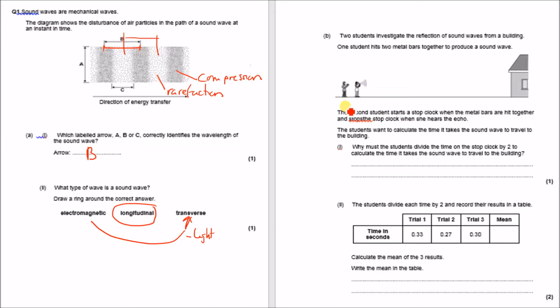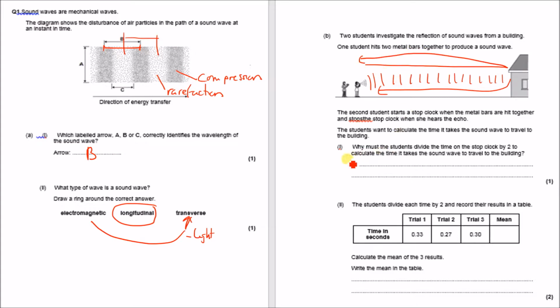Right, a student investigates the reflection of sound waves from a building. One student hits two metal bars together to produce a sound wave. So this sound wave is going to travel all the way down here, and when it gets to the building, it's going to reflect and it's going to travel all the way back. So why must the student divide the time on the stop clock by 2?